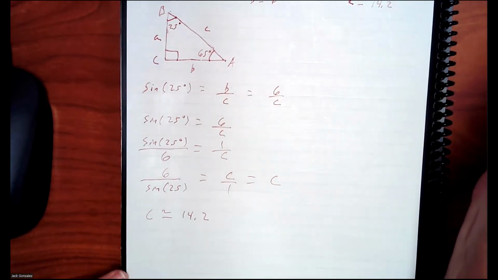So how would you set it up to find the A? Because I have B and C now. And how would you find this guy? You have to pick an angle and pick a trig function. It's up to you. You can't go wrong, actually.